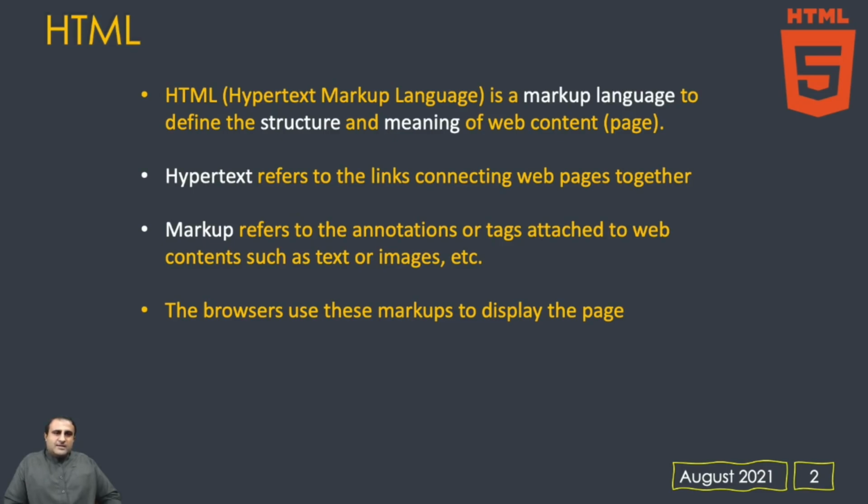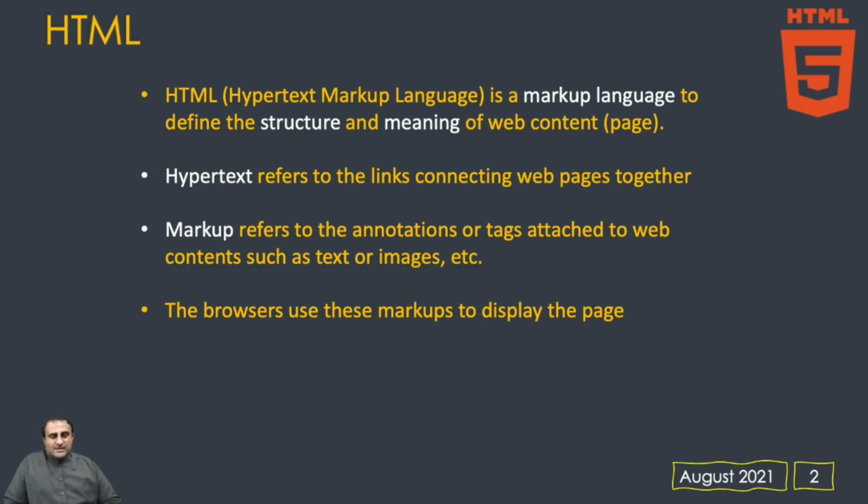So hypertext actually refers to the links in the document. There are links which connect to other documents. So one document is connected to other documents through the links. These links are usually referred to as the hypertext. And by markup, it means the annotations or the tags that are attached to the web content. So for example, if we attach a tag to the text, it has some special meaning.